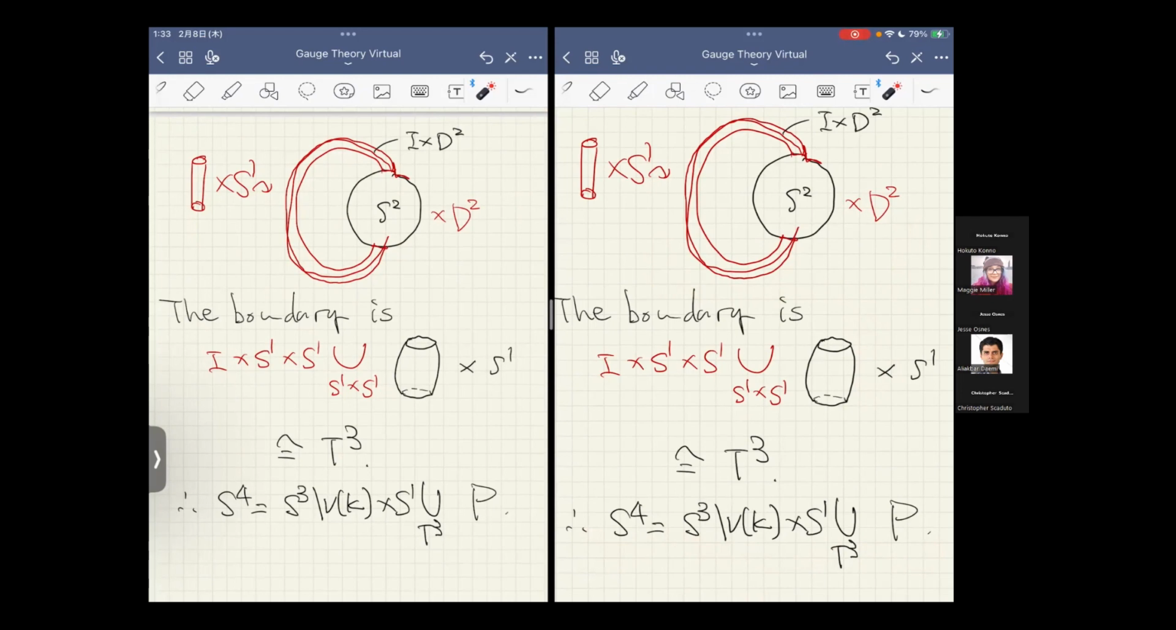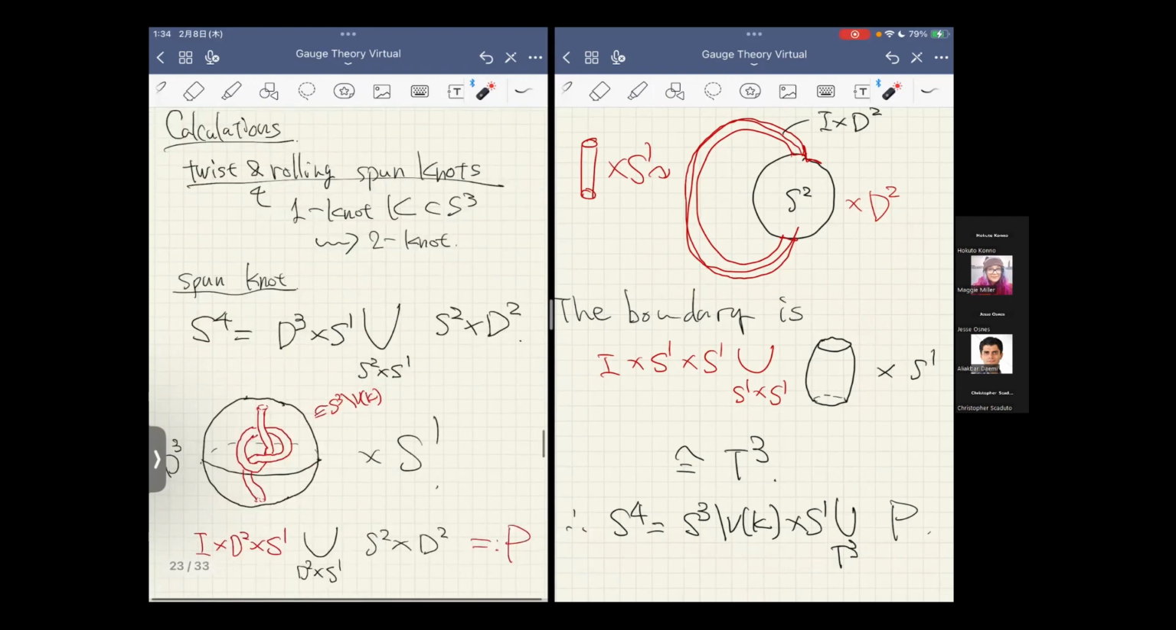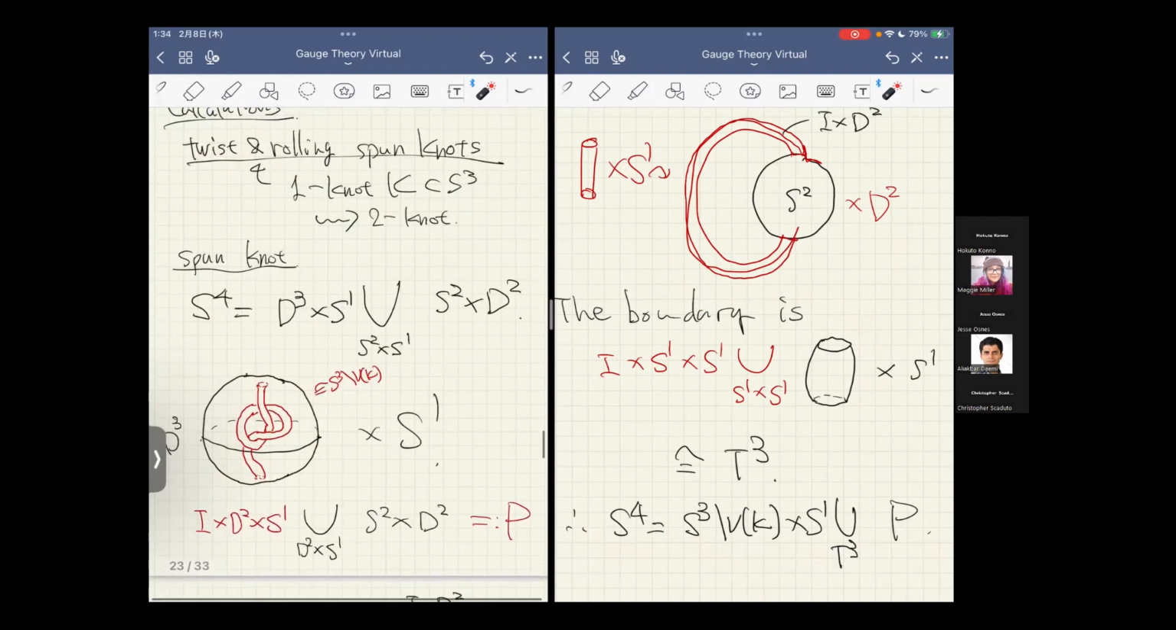So one can check that the boundary of this four-manifold is diffeomorphic to T^3. And we can more easily check that the boundary of this four-manifold is also T^3. So S^4 is given by pasting two four-manifolds along their boundary.